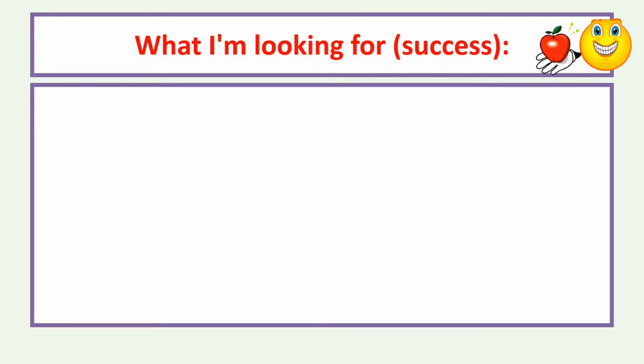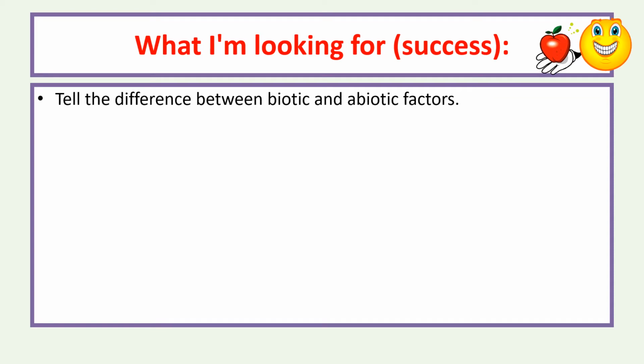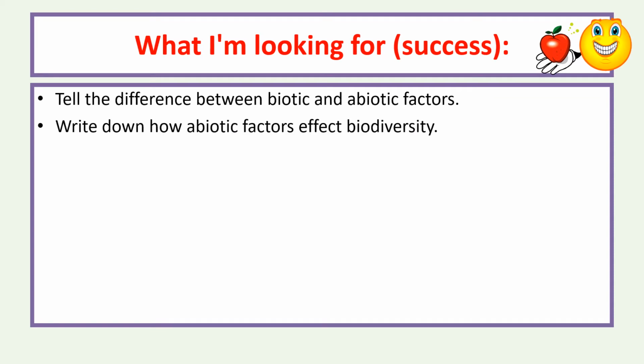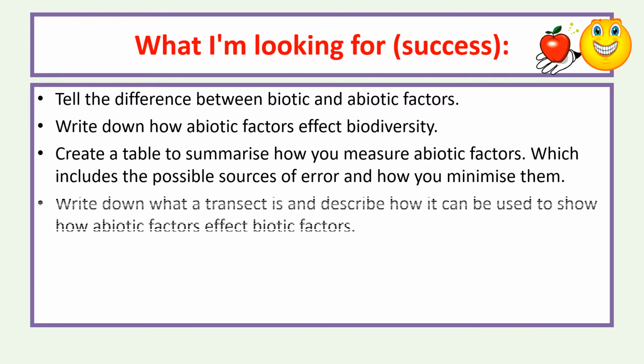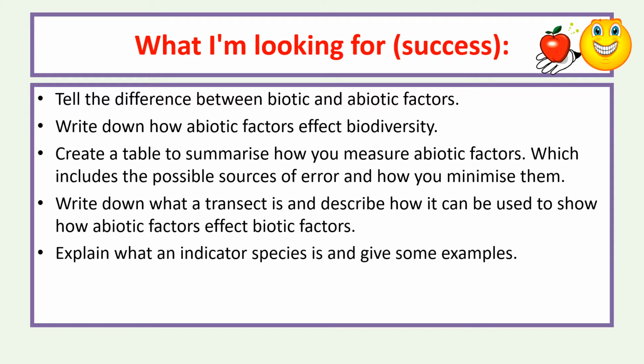To be successful, you will be able to tell the difference between biotic and abiotic factors. You'll be able to write down how abiotic factors affect biodiversity. You'll be able to create a table to summarize how you measure abiotic factors, which will include the possible sources of error and how you minimize them. You'll be able to write down what a transect is and describe how it can be used to show how abiotic factors affect biotic factors. And you'll be able to explain what indicator species are and give some examples.